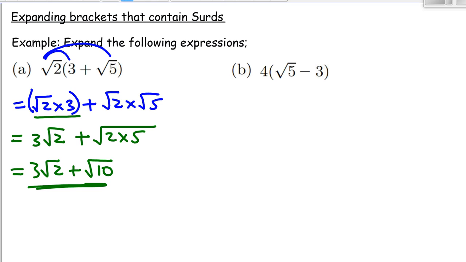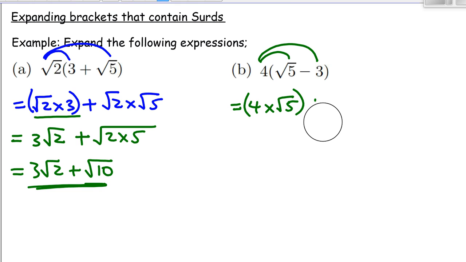Next one, I'll do the same thing. So what I'll end up with is 4 multiplied by the square root of 5, plus minus 4 multiplied by 3, which will give me 4 root 5 minus 12.